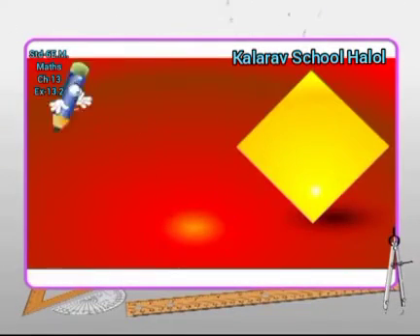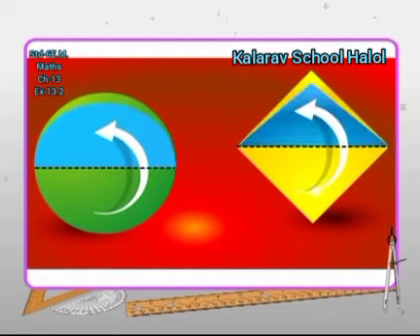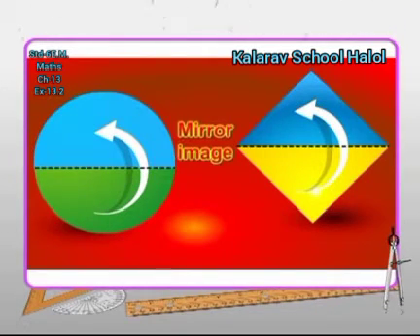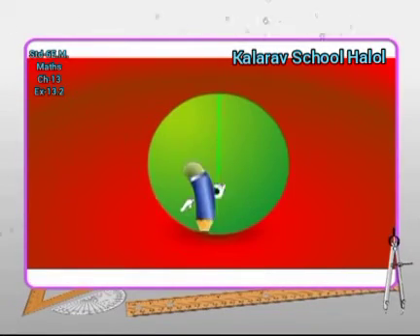Have you heard of symmetrical shapes? A shape or a figure is said to be symmetrical if one half of it is a mirror image of the other half. Let's do a paper exercise.